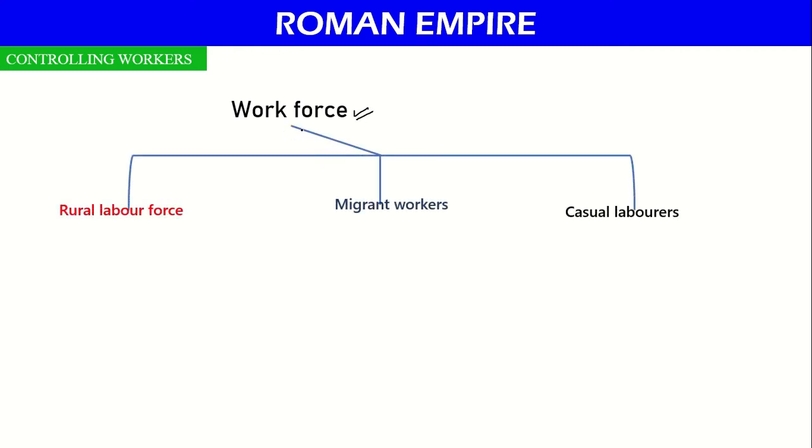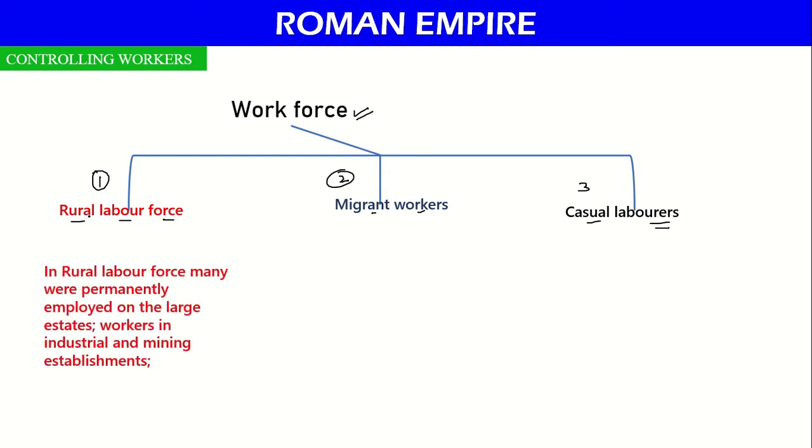The workforce in the Roman Empire during the late period is divided into three categories. 1. The rural labor force. 2. The migrant workers. 3. The casual laborers.